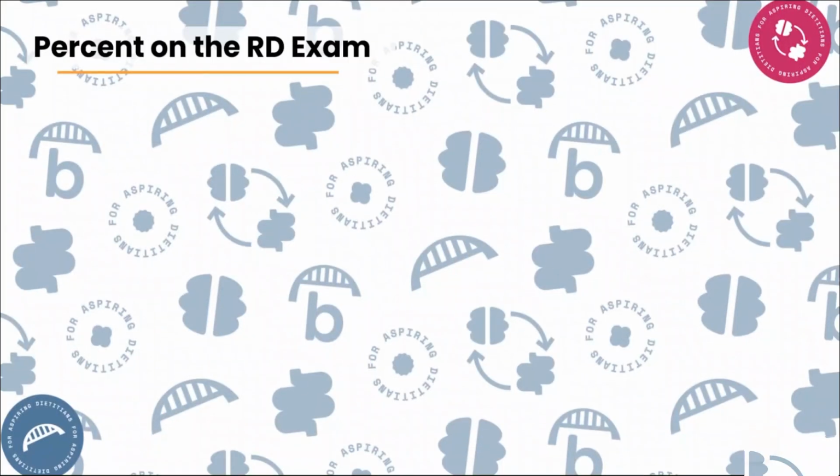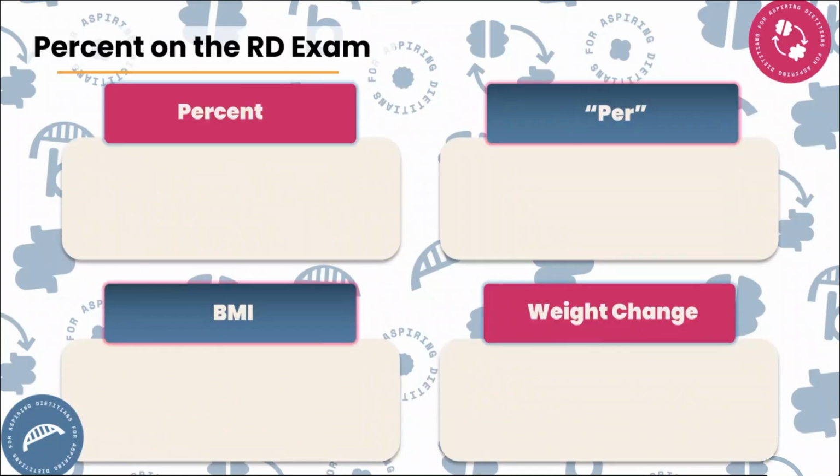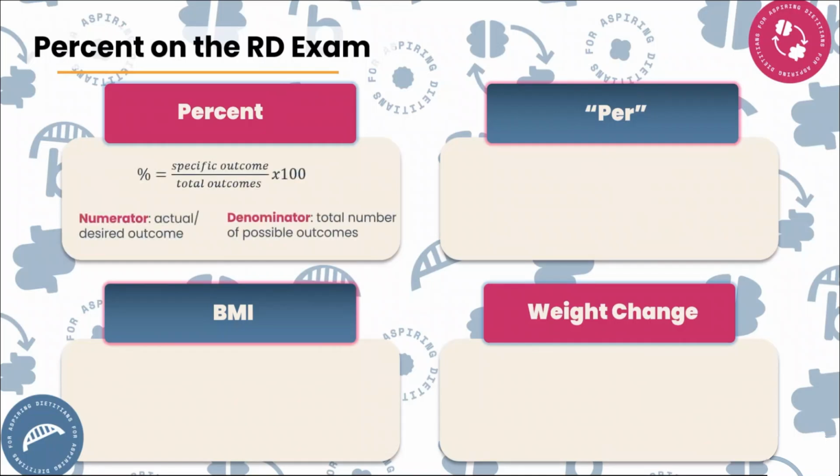Just like dimensional analysis, percent reaches across so many domains on the RD exam. Sometimes percent is right there in the question. Like, for instance, what percent of a formula is made up of fat? Or what percent saturated fat is a patient consuming? In those cases, you're using the full percent equation, that specific outcomes divided by total outcomes times 100.